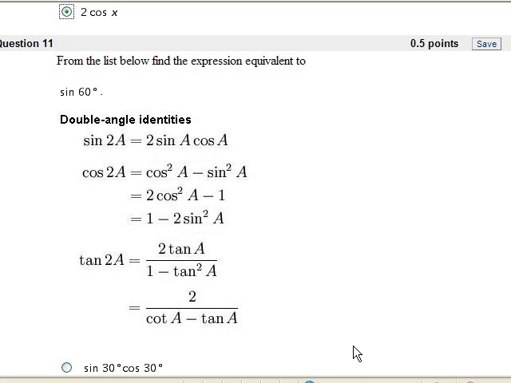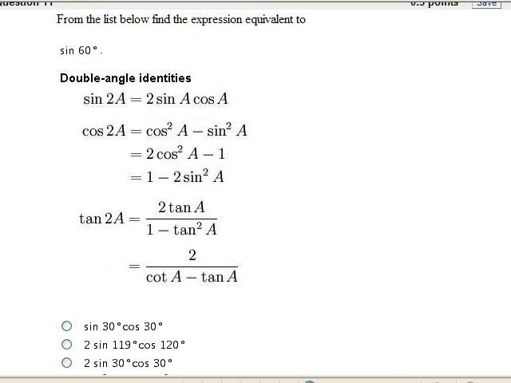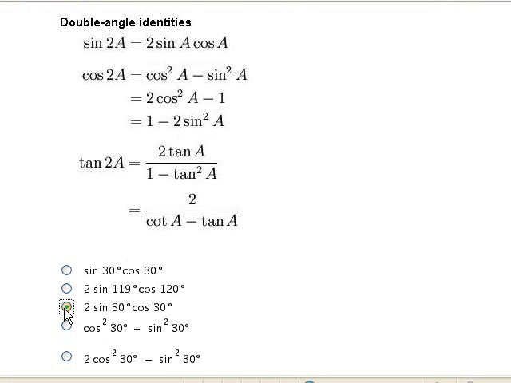Okay, so problem 11 says, from the list below, find the expression equivalent to sine 60 degrees, and then it gives a few choices here. And then, of course, there's the double angle identities in here for this particular problem, so that must have to do with it. And the only thing that would be applicable to the sine 60 degrees is sine 2a, which would make the a 30 degrees. So sine 2 times 30 degrees, and then that would turn into 2 times sine 30 degrees cosine 30 degrees, and there is the correct answer.